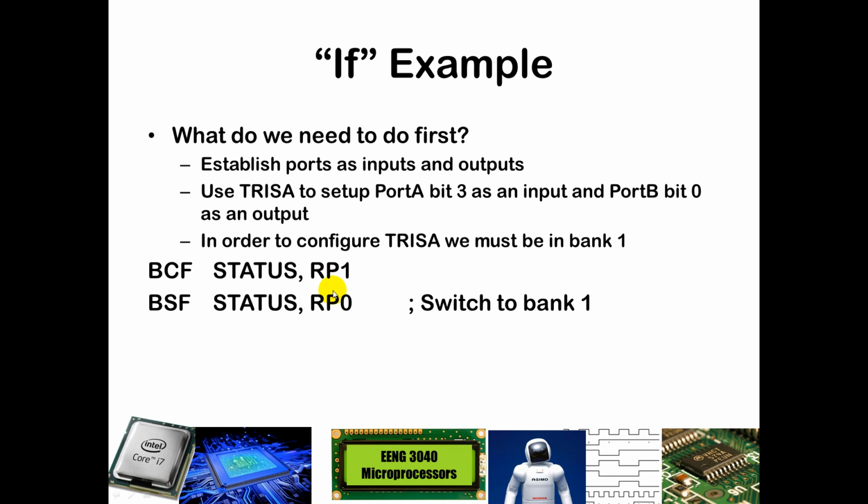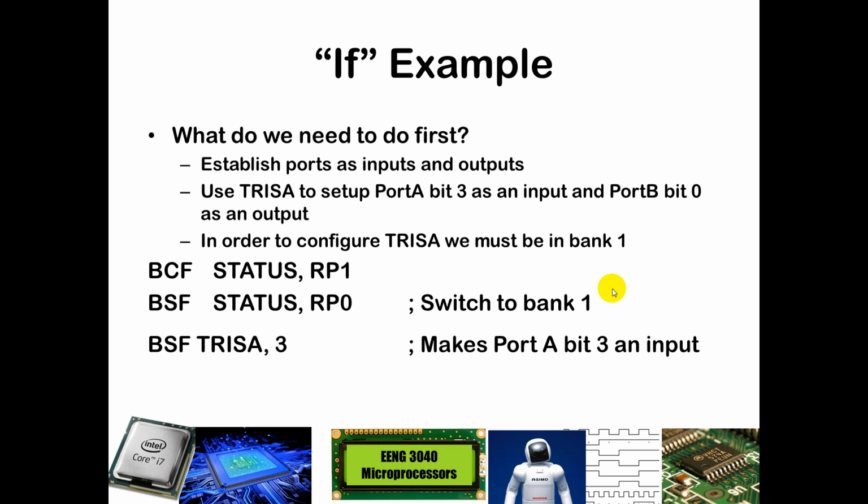Remember, the RP1 bit and RP0 bit in the status register will put us into the different banks. In this case, if we clear RP1 and set RP0, that's putting a 0, 1 in that combination of 2 bits. That's going to put us into bank 1, which is where we need to be to access the TRIS register. Then we're going to do a bit set on bit 3 of TRISA. Setting that bit makes bit 3 of port A an input for us so that we can read in the values that are coming in.